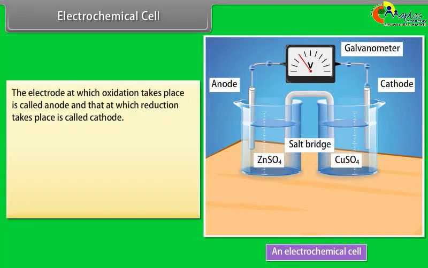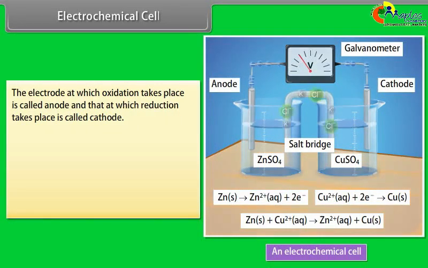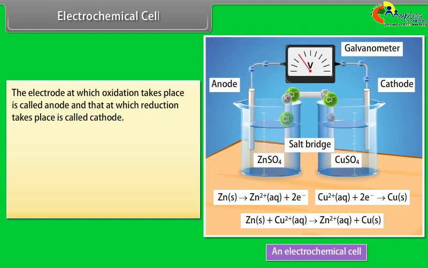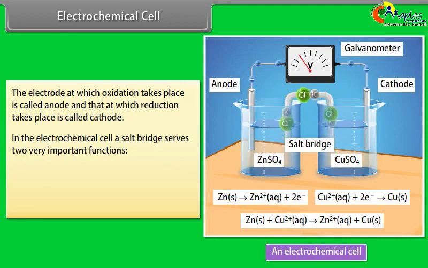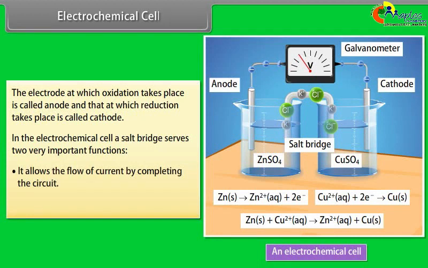The electrode at which oxidation takes place is called the anode, and that at which reduction takes place is called the cathode. In the electrochemical cell, a salt bridge serves two very important functions. It allows the flow of current by completing the circuit. It maintains electrical neutrality.